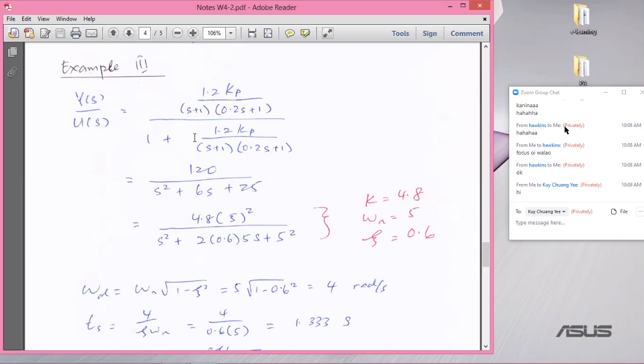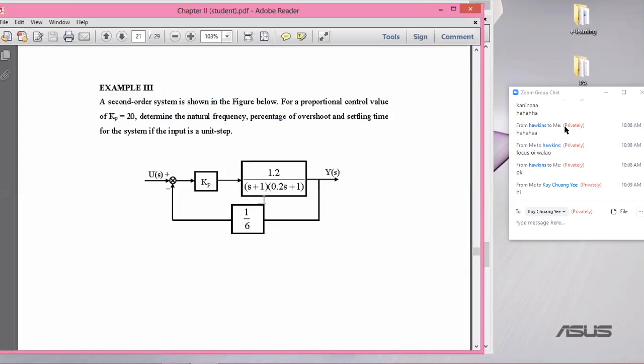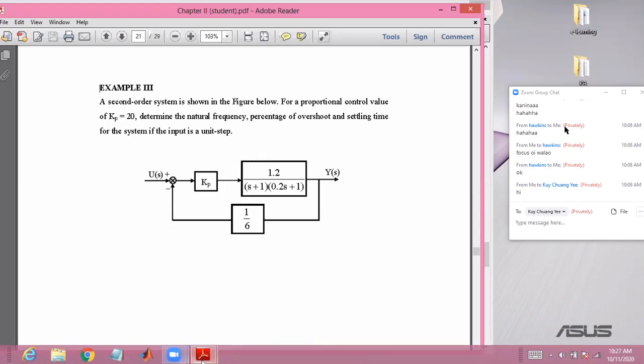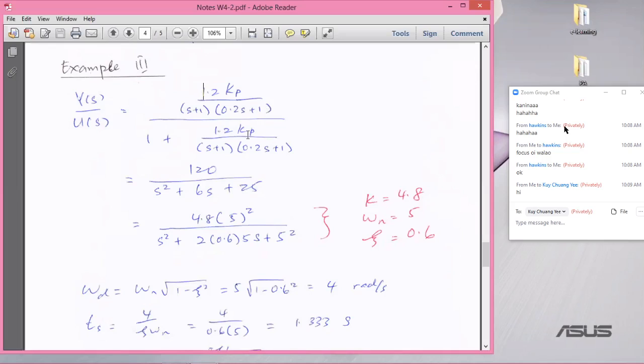Wait a minute. Okay, this is 1 over 6 here. So this is H. Something is not quite right. Okay, this is G. Where is H? Let me check my notes. Sometimes something's not right there.